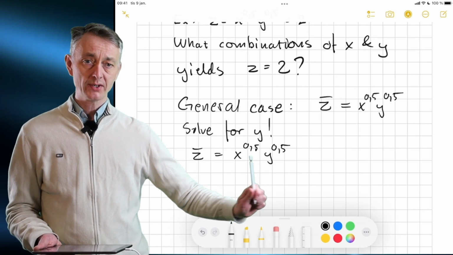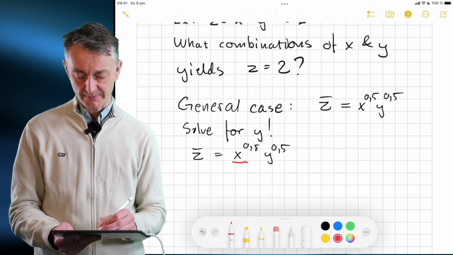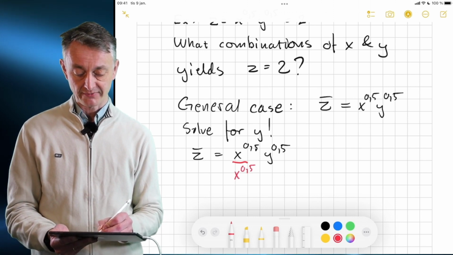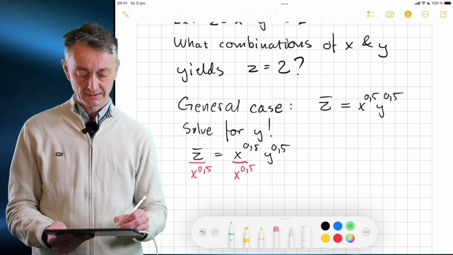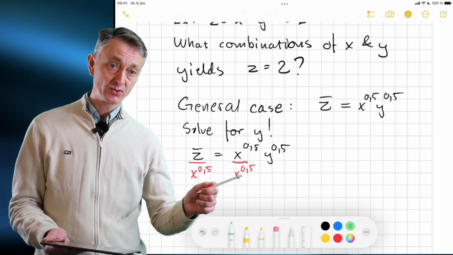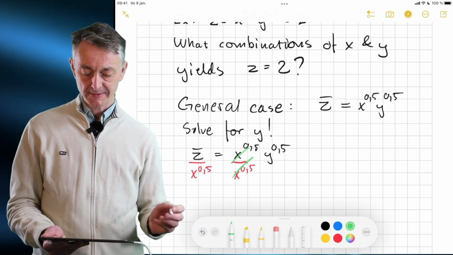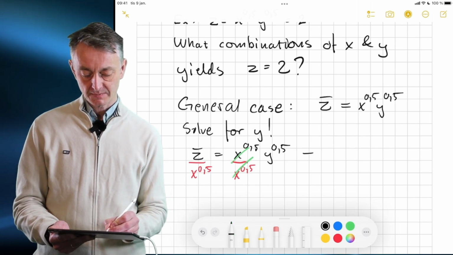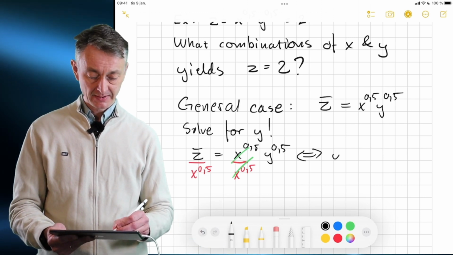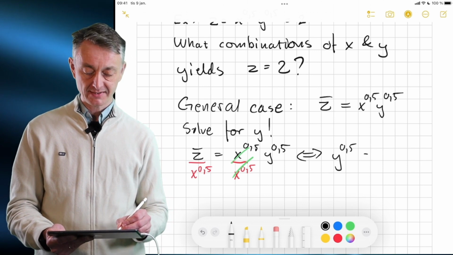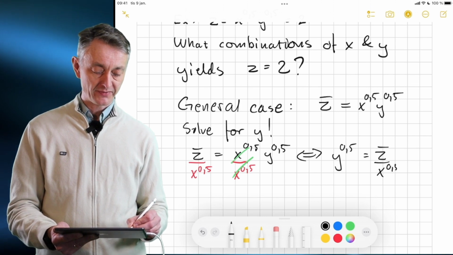Now, if we want to have y on its own, let's start by dividing both the left-hand side and right-hand side by x to the power of 0.5. Then we can see that these two cancel because this is equal to 1, so we don't have to bother about this. And so we can rewrite the equation again. Let's put y on the left-hand side. Y to the power of 0.5 is equal to z upper bar divided by x to the power of 0.5.